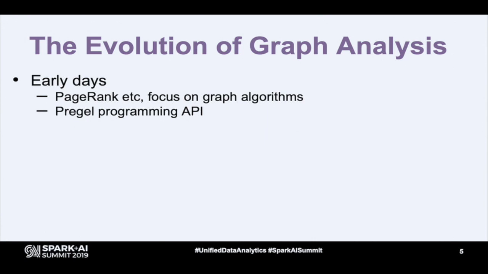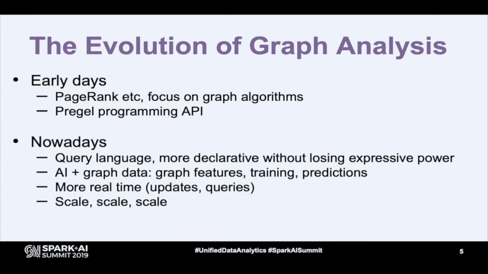We know graph data is everywhere, right? We want to know what you can do about it. Early days, it's about PageRank. You run massive analysis over graphs to compute things like PageRank. Later on, Google proposed a programming API such that you can write a complex algorithm using this API and execute that algorithm over a massive amount of data.